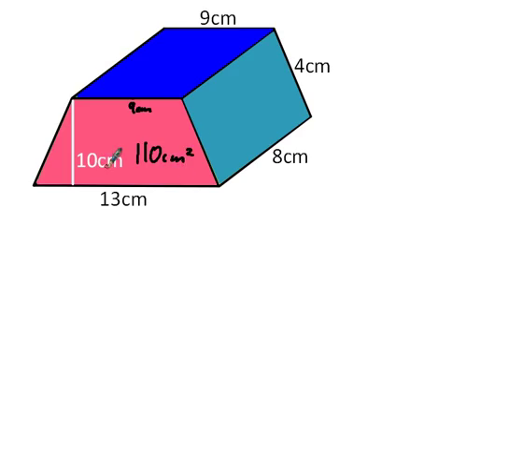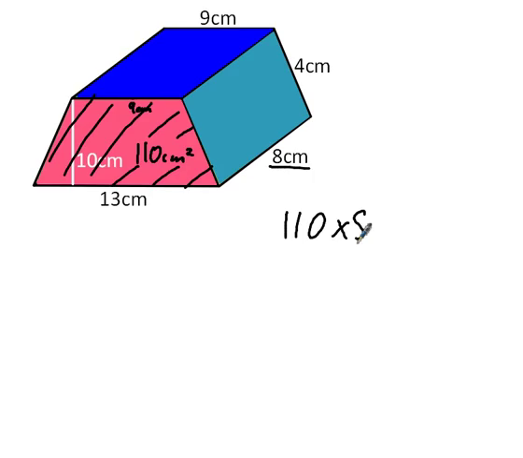square centimetres. So that gives us the area of the trapezium at the front, and then I just need to multiply it by the depth of the shape. So 110 times by 8 will give me the volume of this prism, which is going to be 880 cubic centimetres.